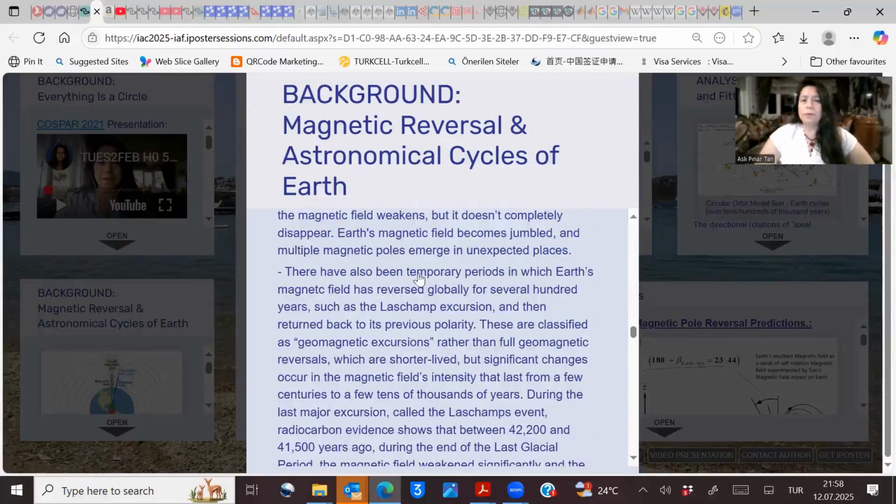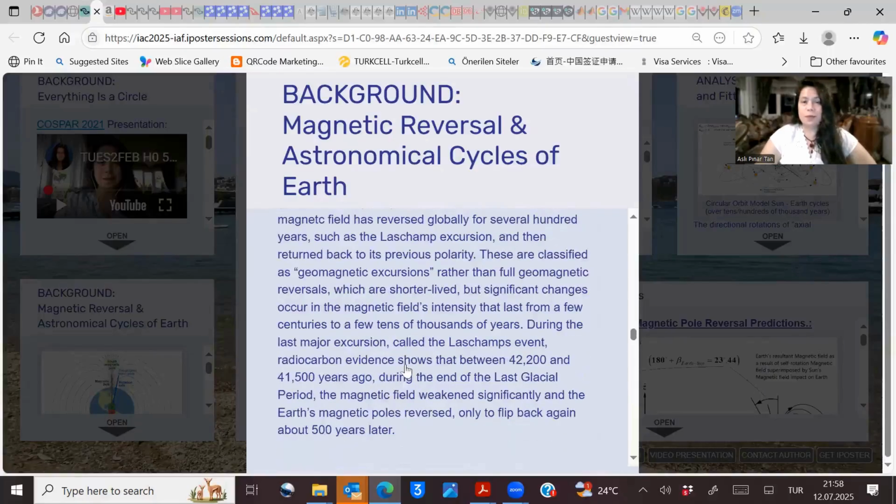There have also been temporary periods in which Earth's magnetic field has reversed globally for several hundred years, such as the Laschamp excursion about 42,200 to 41,500 years ago, during the end of the last glacial period, when the magnetic field weakened significantly. Earth's magnetic poles reversed, only to flip back again in about 500 years.